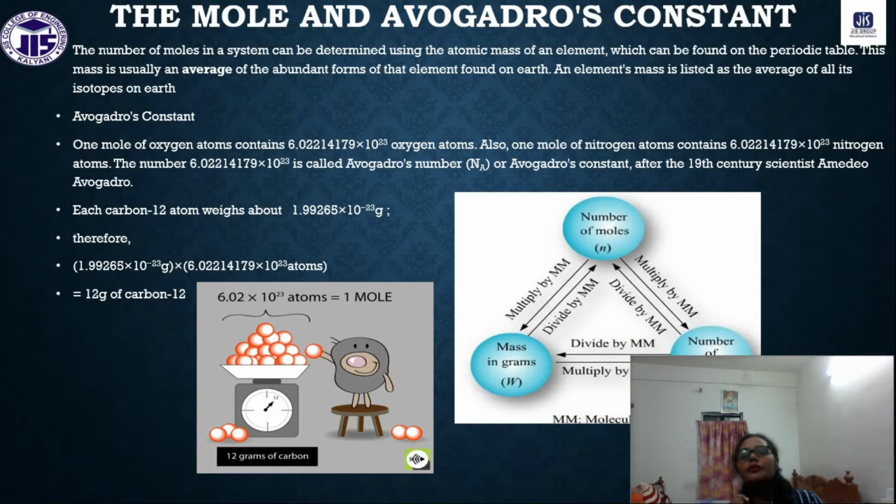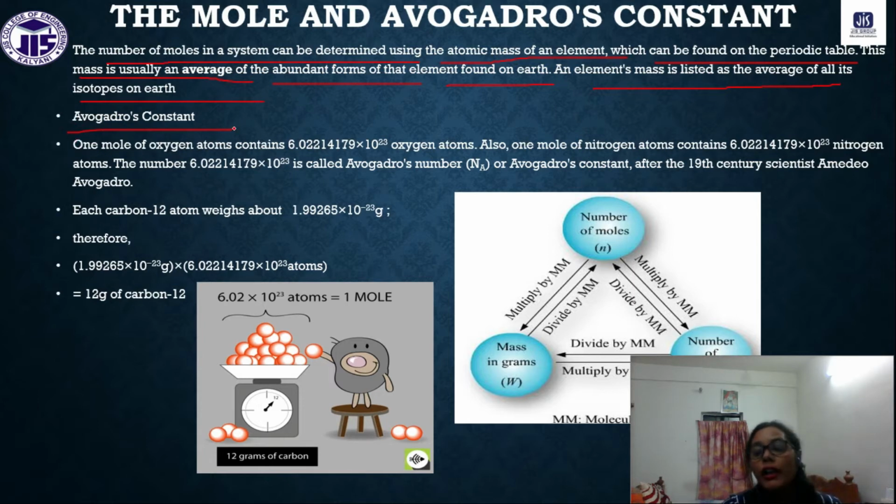Now we will see how you can define the mole and the Avogadro constant. The number of moles of a substance in a system can be determined using the atomic mass of an element, which can be found on the periodic table. This mass is usually an average of the abundant forms of that element found on Earth. An element's mass is listed as the average of all its isotopes on Earth.